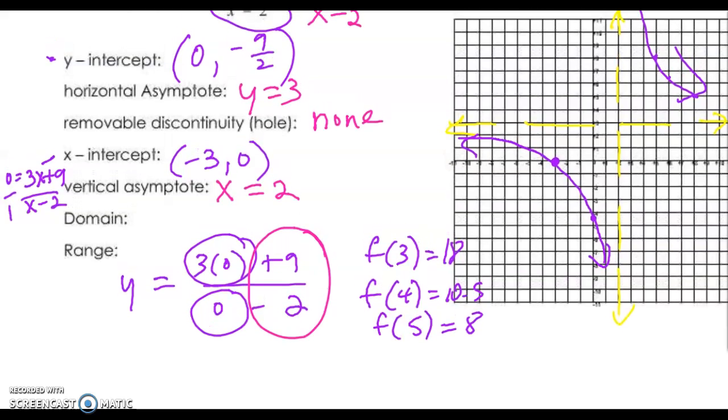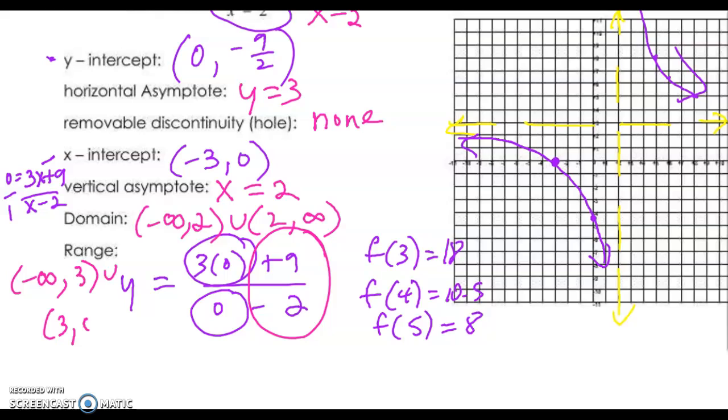For the domain, it's everything except for the x value that we can't use, which is the vertical asymptote. So that's going to be from -infinity up to, but not including, 2, in union with 2 to infinity. And the range is everything except for the horizontal asymptote. So -infinity up to, but not including, 3, in union with 3 to infinity.